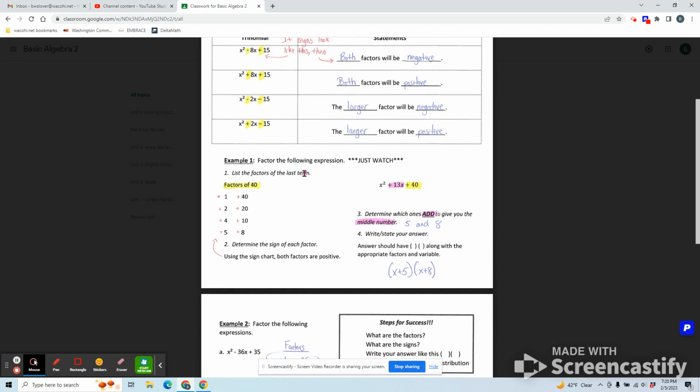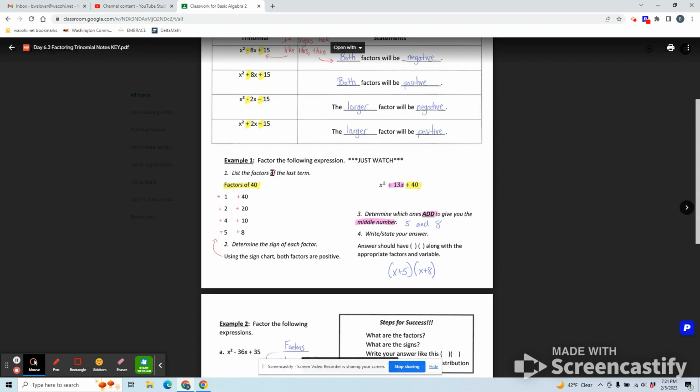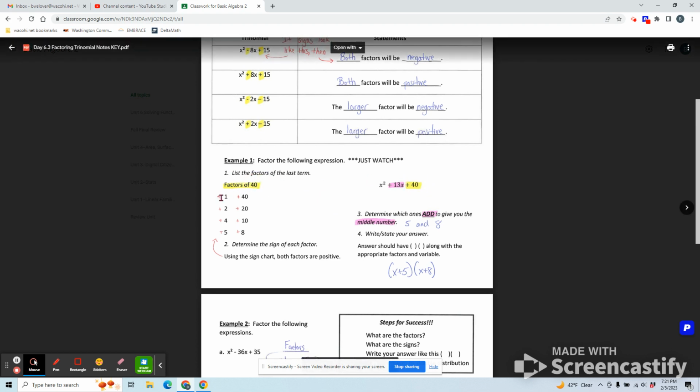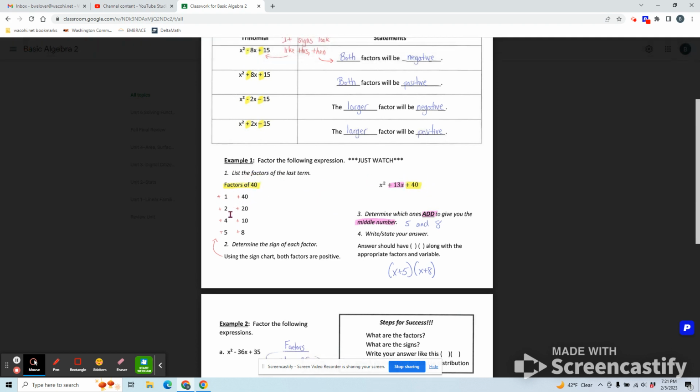So it's asking us to factor the following expression. There are steps to do this. We've got 4 steps. The first one is to list the factors of the last term. Now I said the last term, so the yellow goes with the yellow. Here are my factors of 40: 1 and 40, 2 and 20, 4 and 10, 5 and 8.